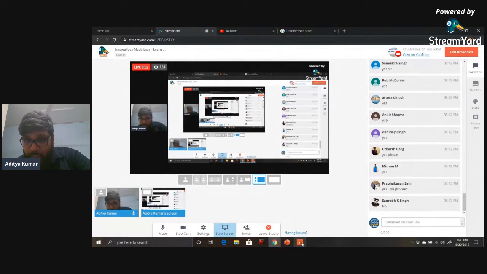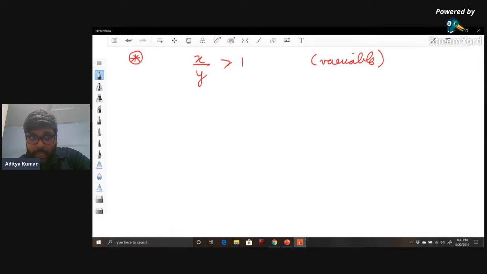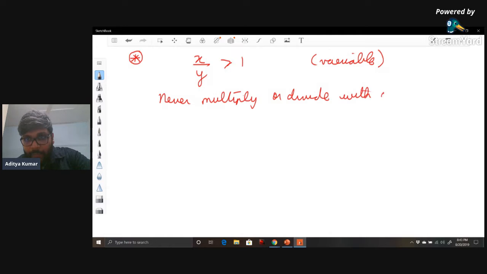Perfect. So Saurabh says no, and it's absolutely right. You should never multiply or divide both sides with a variable until you know the sign of the variable.